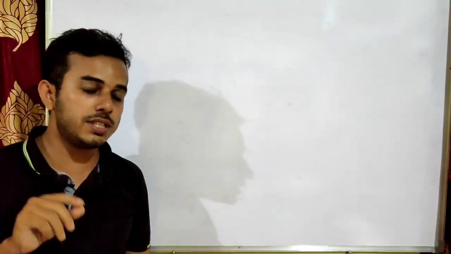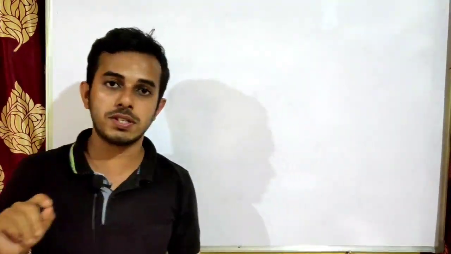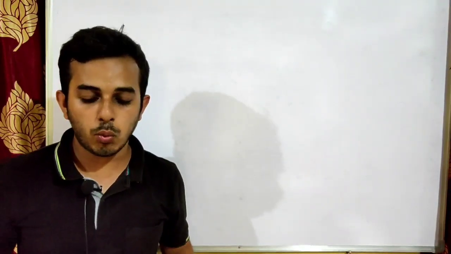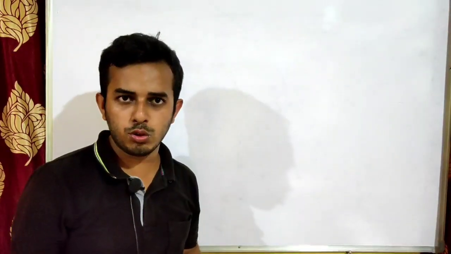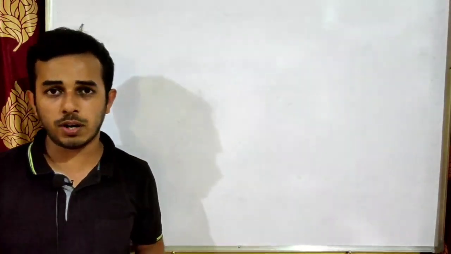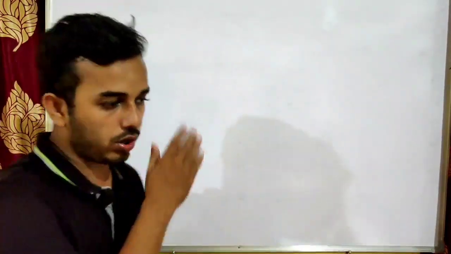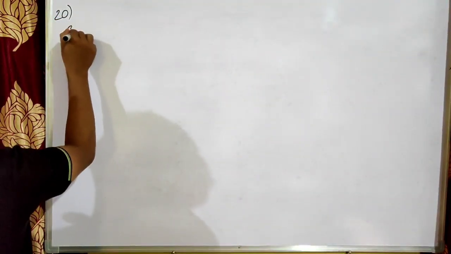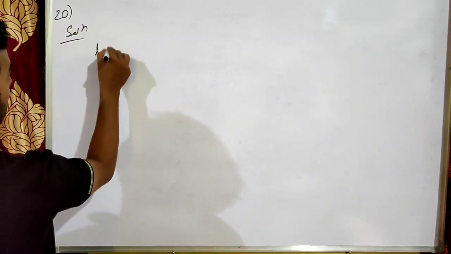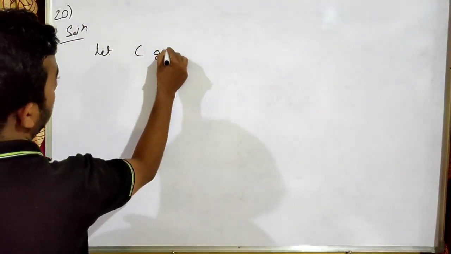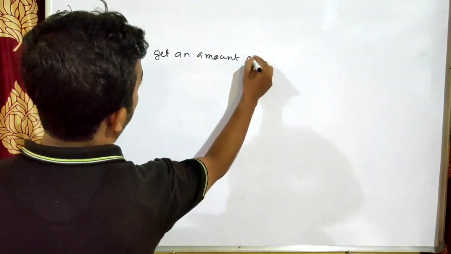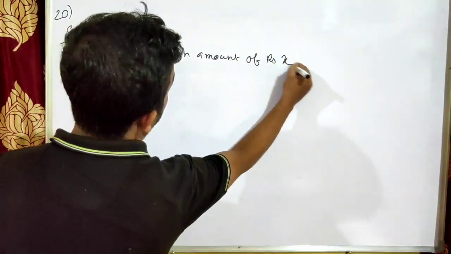So if we consider that C gets rupees X, we can find the value of all of them, that is, what A will get and what B will get. Let's have a look. How can we find the value? First we'll write question number 20, then solution: let C get an amount of rupees X.